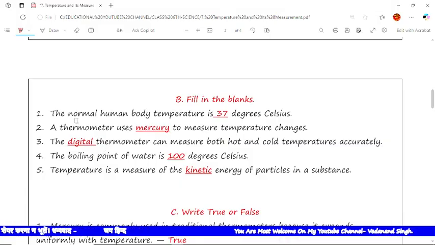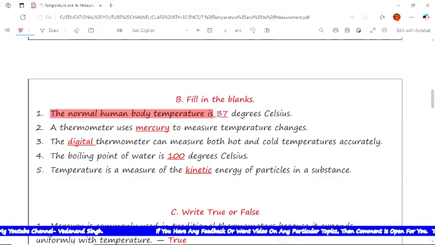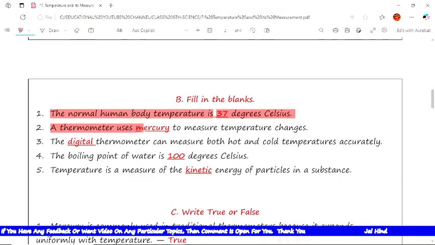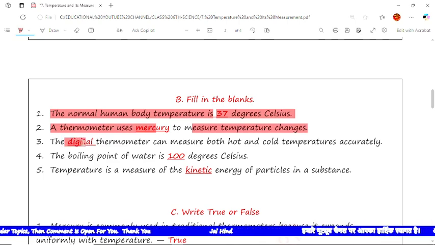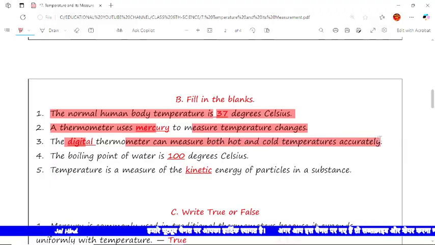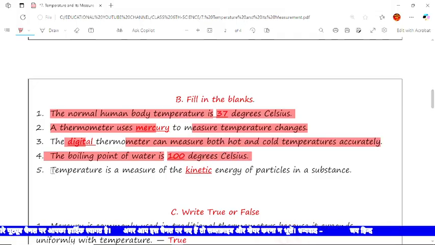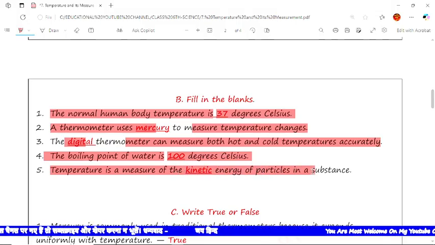Now the next type of question is fill in the blanks. So we have to give the proper word in the blanks. The first statement is, normal body temperature is 37 degrees Celsius. The next is, the mercury thermometer uses mercury to measure temperature changes. Now the next is, the digital thermometer can measure both hot and cold temperature accurately. The next is, the boiling point of water is 100 degrees Celsius. The next is, temperature is a measure of the kinetic energy of particles in a substance.